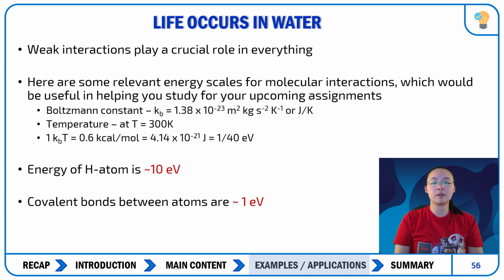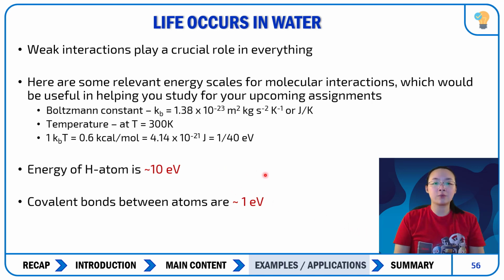So as a summary of this section, weak interactions are going to play a crucial role in everything. I wanted to present some constants before I finish with this section that may be useful for some upcoming assignments. And that would be Boltzmann's constant here, which is 1.38 times 10 to the negative 23 joules per Kelvin. And if you have a temperature at 300 Kelvin, then 1 kBT is going to be equal to 0.6 kilocalories per mole, or 1 over 40 electron volts of energy.